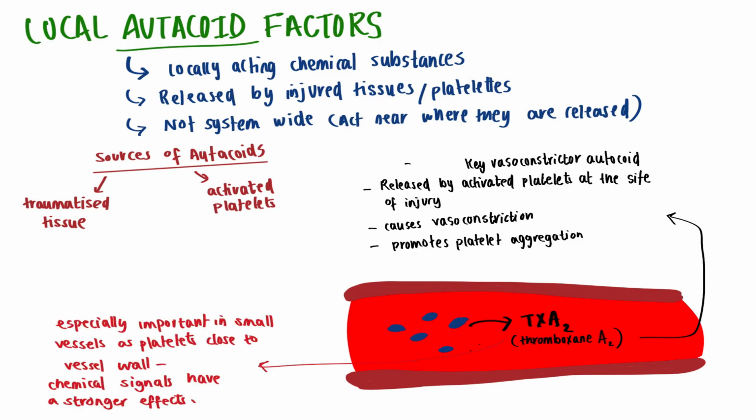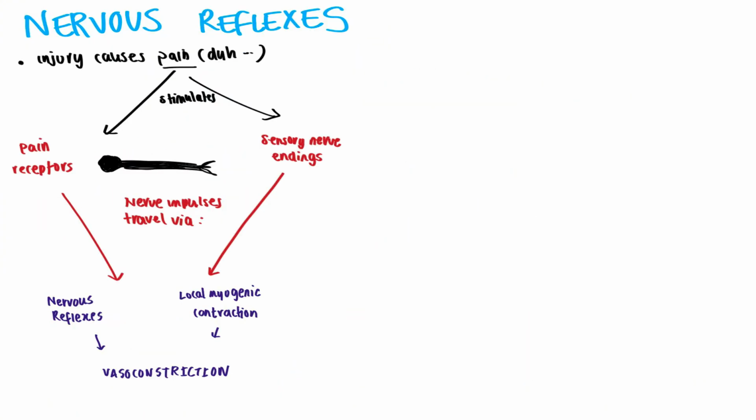This is especially important in small vessels because platelets are closer to the vessel wall, so the chemical signals have a stronger effect. The third mechanism is nervous reflexes. Injury causes pain, which stimulates pain receptors and sensory nerve endings. This generates nerve impulses that trigger vasoconstriction. These nerve impulses can also directly stimulate local myogenic contraction, reinforcing the vasoconstriction.